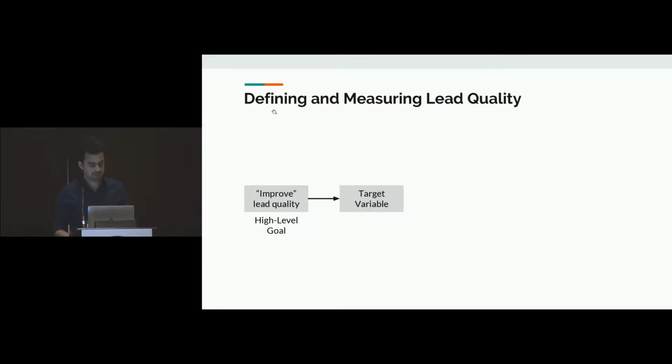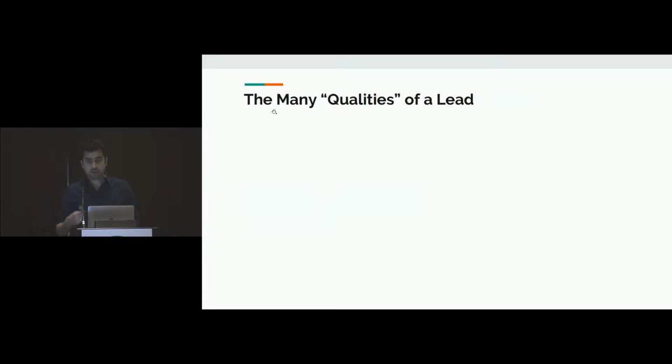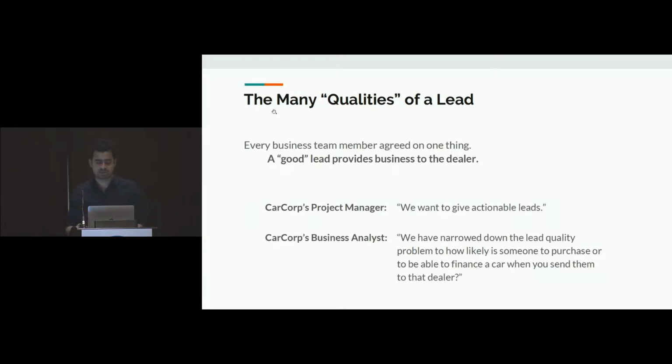What is lead quality, and how do we measure it? Now, different business team members had different ideas about lead quality. Some argued that a high-quality lead was a lead with a high salary. Others believed that the lead was good if the dealer had the lead's desired car in their inventory. Now, although there were differences, everyone agreed on one thing. A good lead provided business to the dealer. A good lead was an actionable lead.